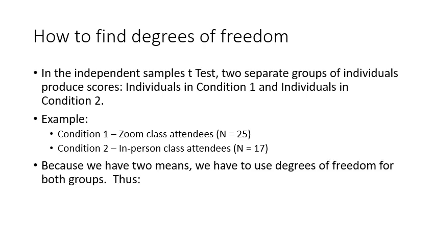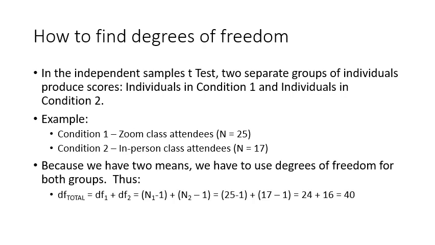Because we have two means, one for condition 1 and one for condition 2, we have to use degrees of freedom for both groups to figure out degrees of freedom total. So, degrees of freedom total equals degrees of freedom for 1 plus degrees of freedom for 2, which is the same as the n for group 1 minus 1 plus the n for group 2 minus 1, which is 25 minus 1 plus 17 minus 1, which is 24 plus 16, which is 40.